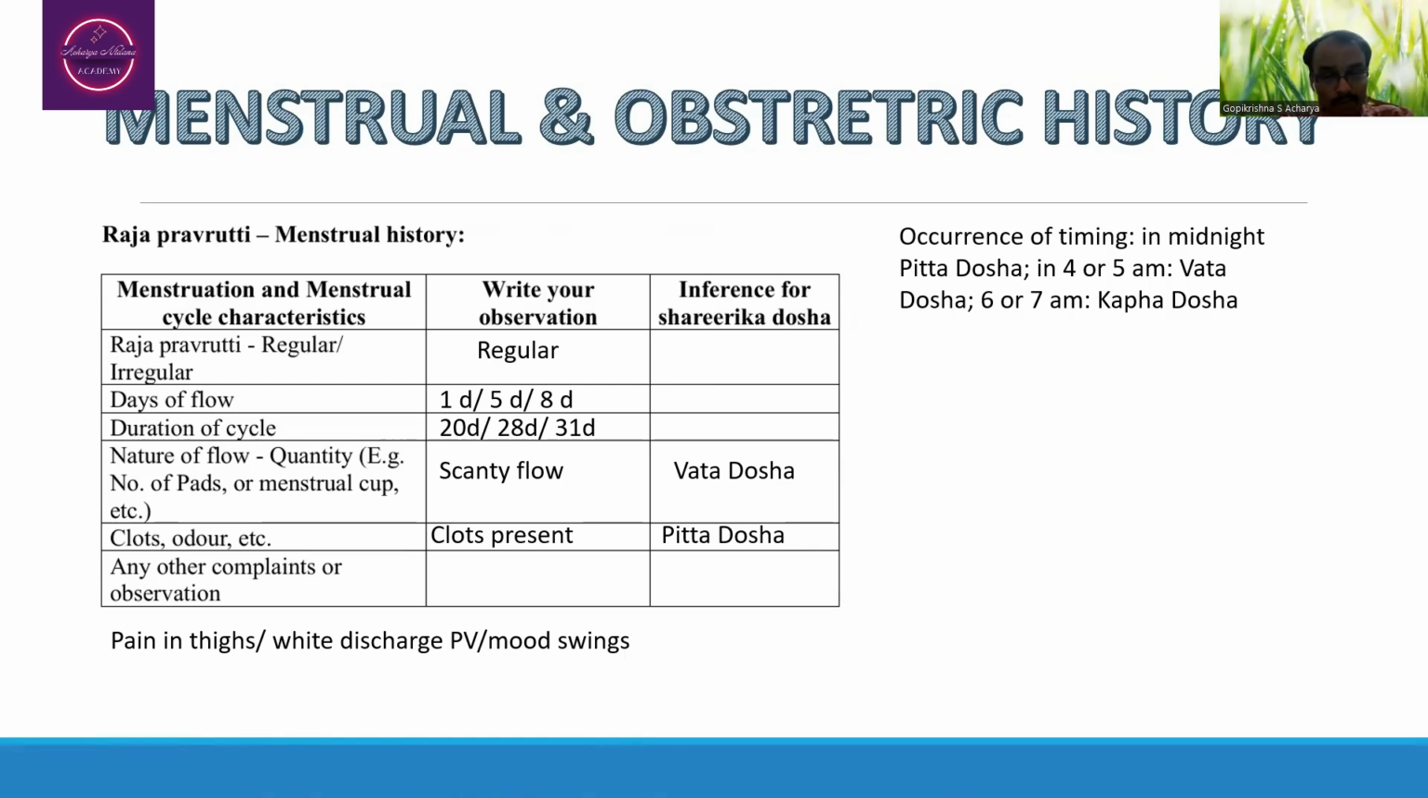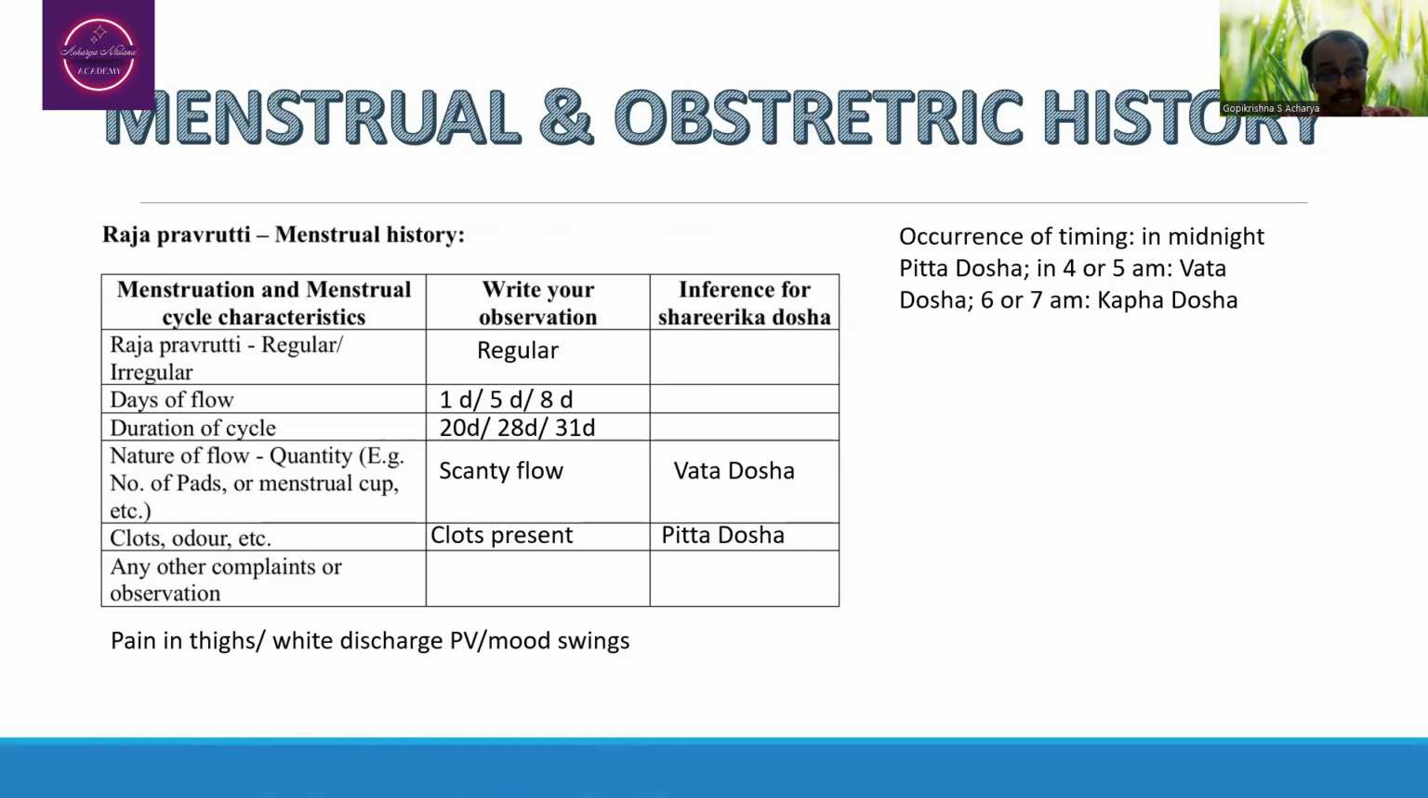If that is scanty flow, we may suspect there may be a possibility of a vata dosha vitiation in the body. Further, regarding clot appearance, if clots are observed in the menstrual flow, that may be indicative of pitta dosha vitiation. Any other presenting complaints, for example, pain in the thighs, may be indicative of vata dosha dominance, or white discharge per vagina may be indicative of kapha dosha dominance, or mood swings may be indicative of vata dosha dominance, that can be predicted.